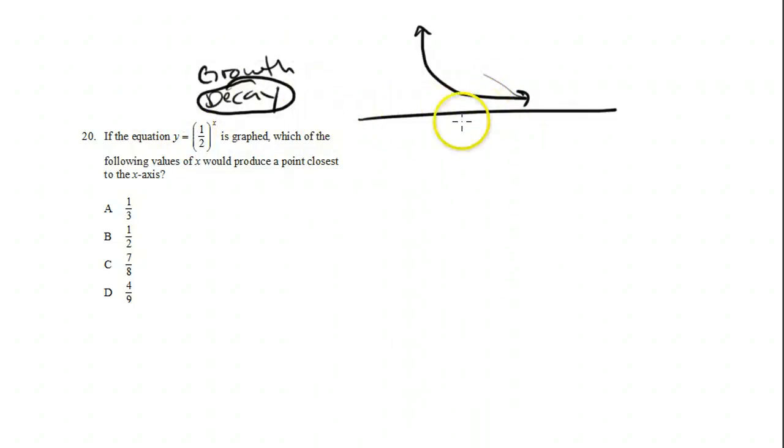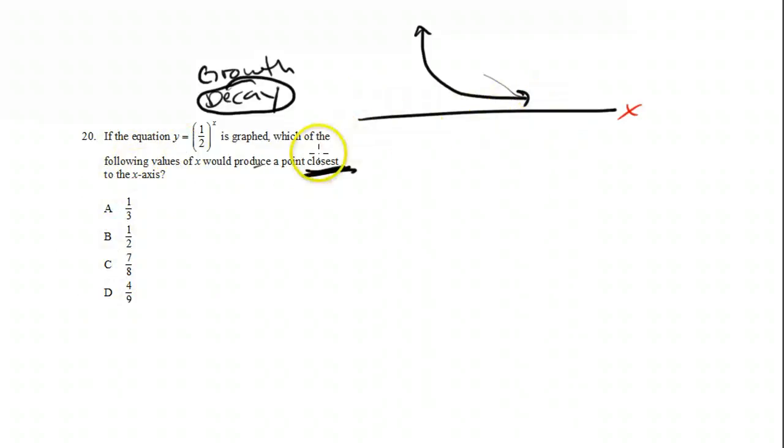So now that we have the shape of our graph, now it's really easy to figure out what I want. Do I want something that's closest to the x-axis? Then if I want something that's closest to the x-axis, then I want something that's further to the right. Because as I follow my graph to the right, we see that we get closer and closer to my x-axis. As I go to the left, it goes farther away, right? So I want something furthest to the right.